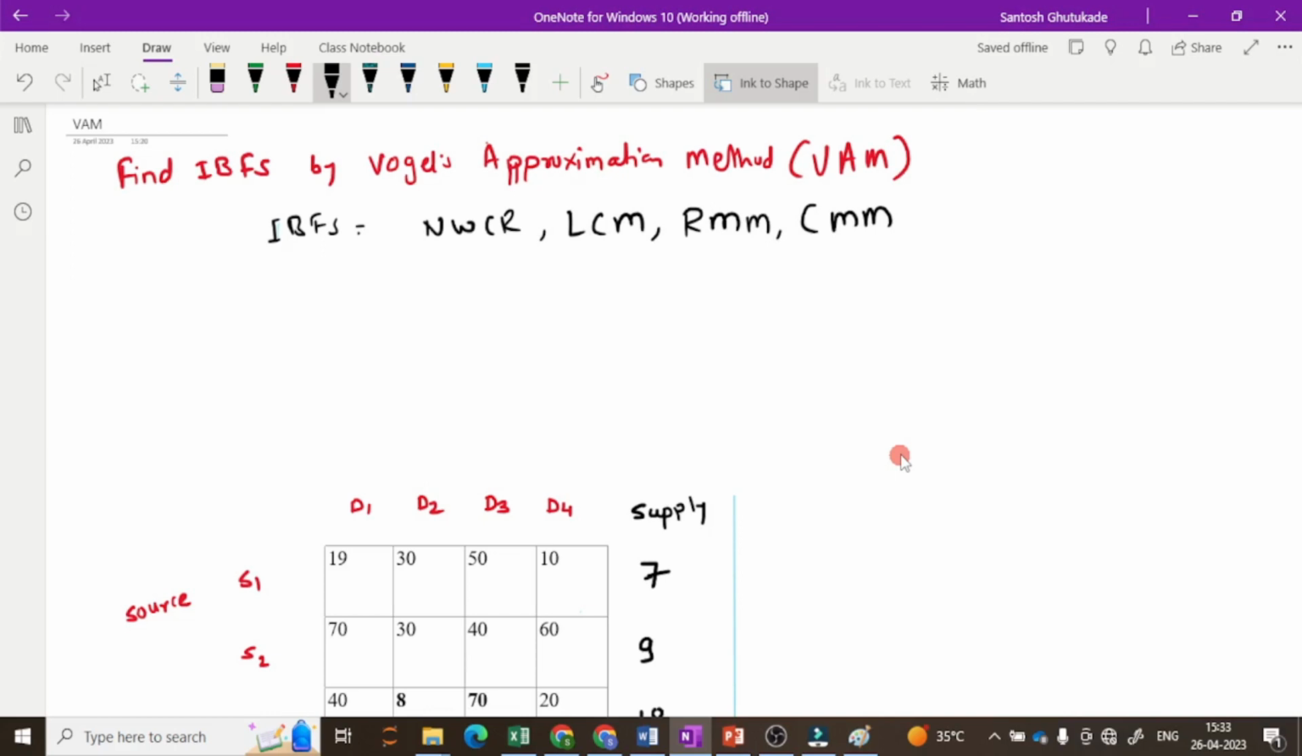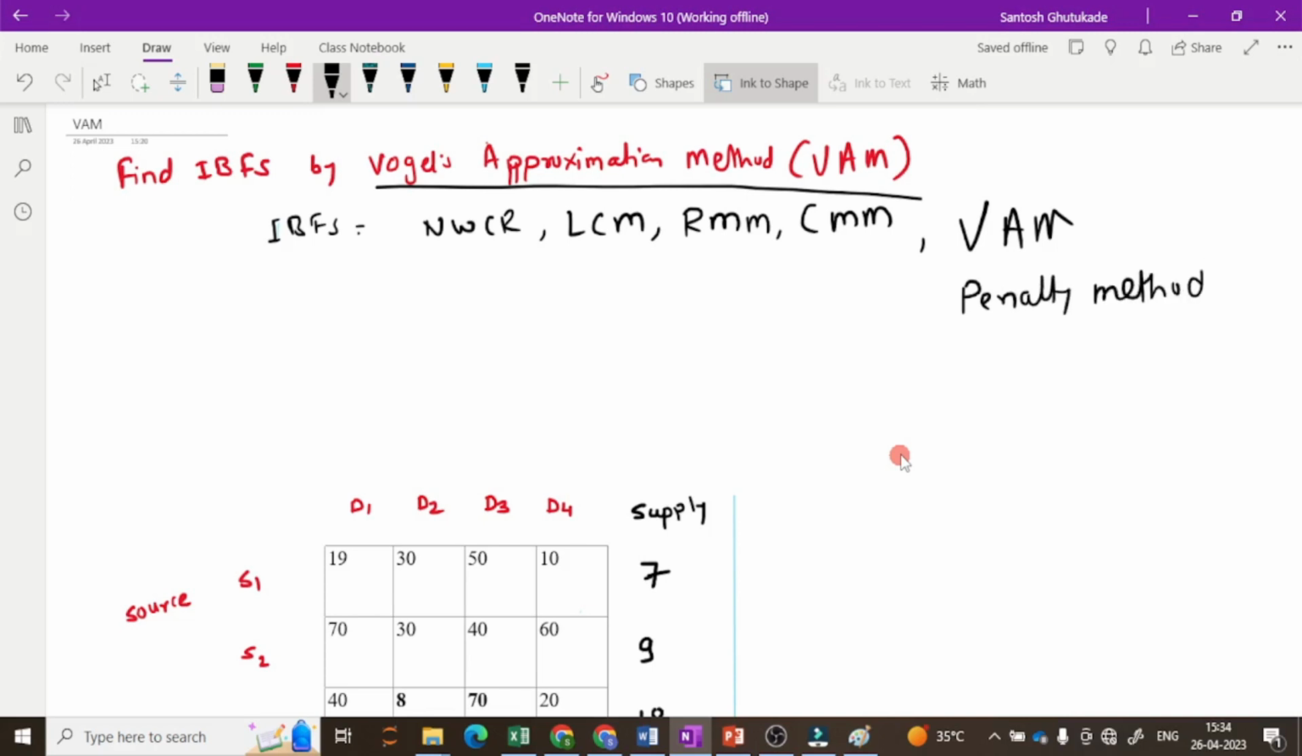Today we will see the Vogel approximation method, or we can say VAM, Vogel approximation method. It is also called a penalty method. So why is it called a penalty method? Because we are calculating the penalty from the matrix and using it for giving allocations.